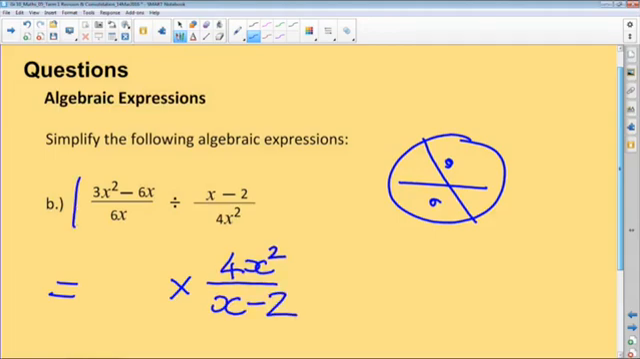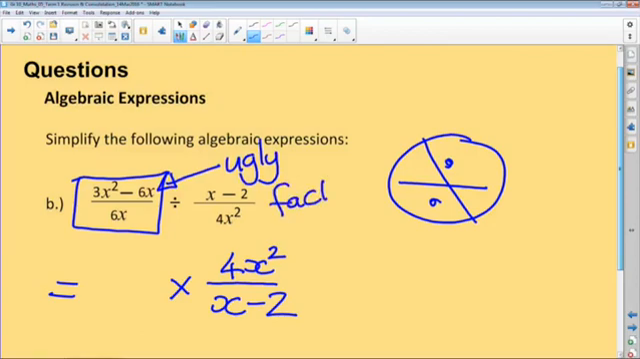What can you tell me about this fraction? There's not much we can do with it as it currently is, because this numerator is just ugly. What can we do to neaten it up? I hope you said factorize, because that will certainly neaten it up.